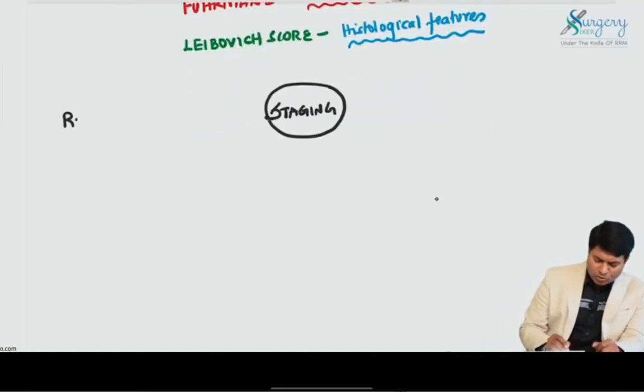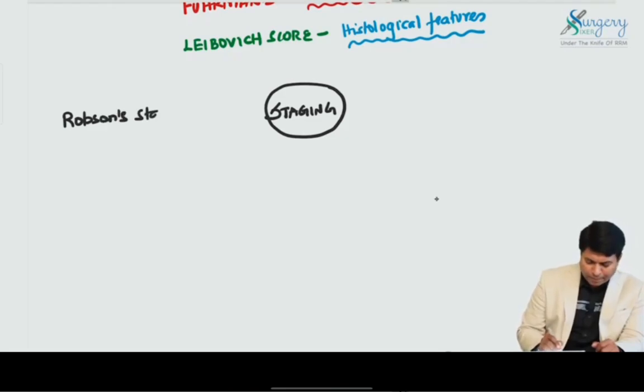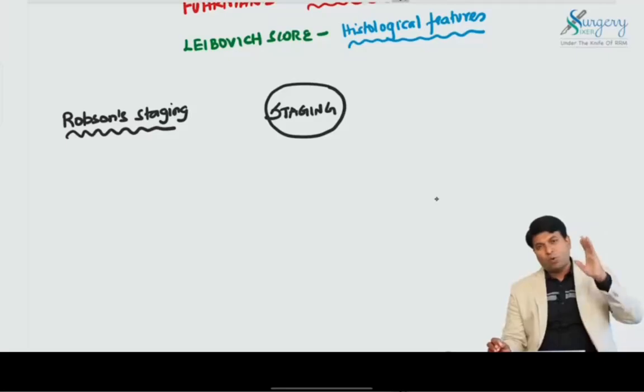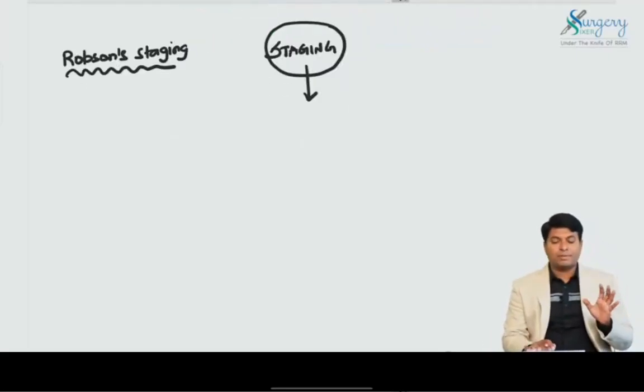There is an old staging system known as Robson's staging system for kidney, which is no more there in the textbook also, so we need not worry about it. Robson staging is the old staging for renal cell cancer. Now we have a classical staging system based on tumor size, which we have in Bailey and Love.